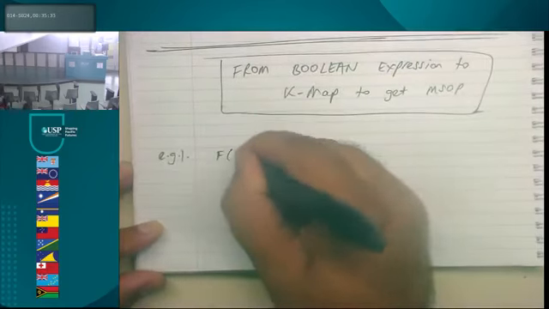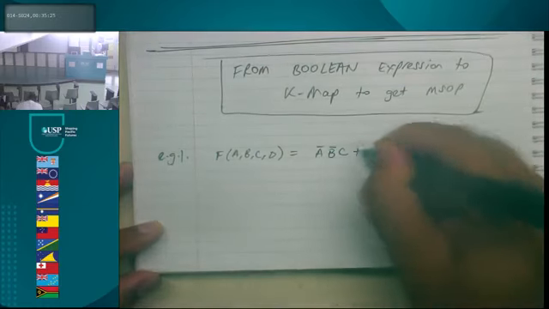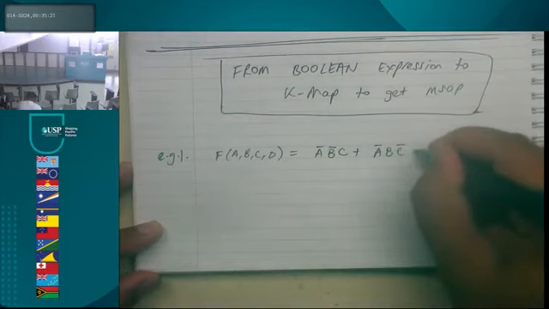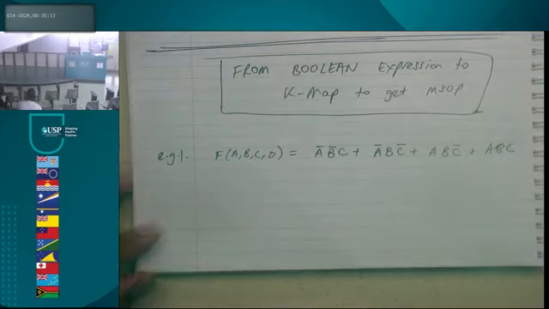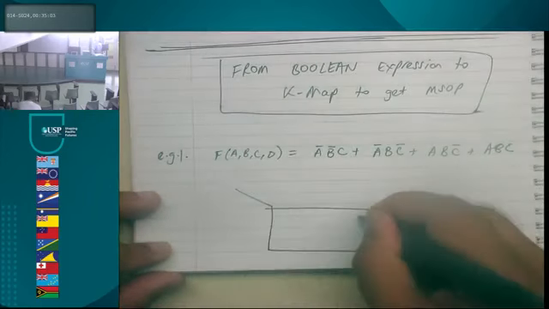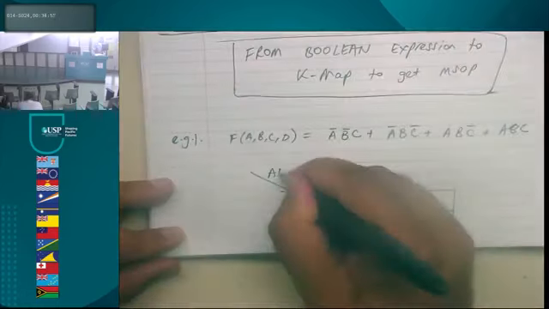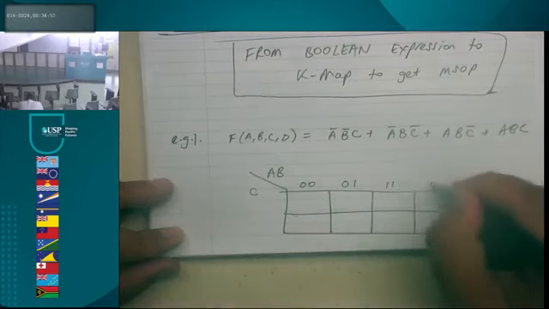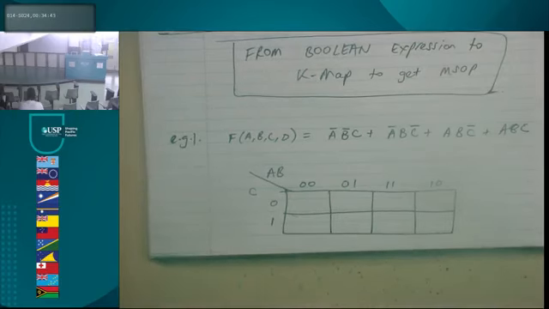Let us consider F of A, B, C is equal to A bar, B bar, C, plus A bar, B, C bar, plus A, B, C bar, plus A, B, C. Okay, so that's our Karnaugh map. Oh, sorry guys, I think I made a mistake there. There's no D in this. ABC.